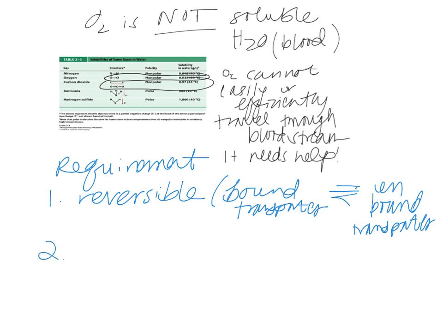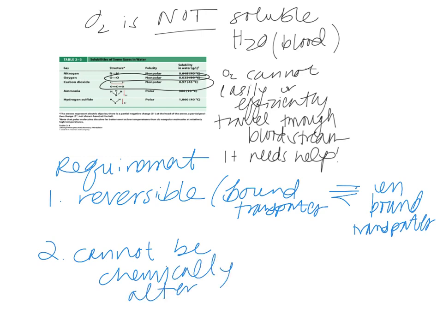And two, in its transport, it cannot be chemically altered. When oxygen arrives at its destination, it still needs to be O2. It can't have an extra carbon on it, it can't have a hydrogen on it, it can't have been chemically altered. It can't add any extra atoms or take away any atoms. When it gets to where it needs to go, it still needs to be O2. So these are the requirements. Its transport has to be reversible. Again, think of this as a taxi cab: it needs to be able to get in and out of its transporter. And once it gets there, it has to stay the same. It has to still be O2 when it gets there.